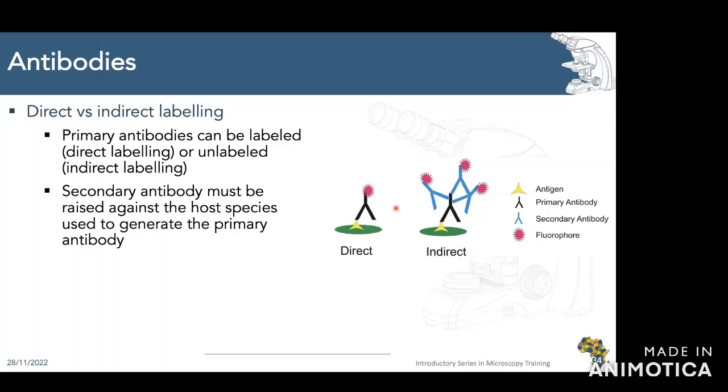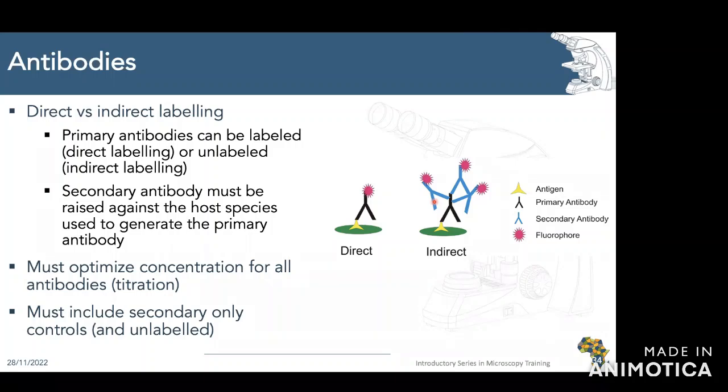The big thing to remember here, and you will probably already know this, is that your secondary antibody must be raised against the host species of the primary, not your antigen. So if this is a mouse sample, with an anti-mouse primary antibody raised in goat, your secondary antibody needs to be an anti-goat secondary antibody.